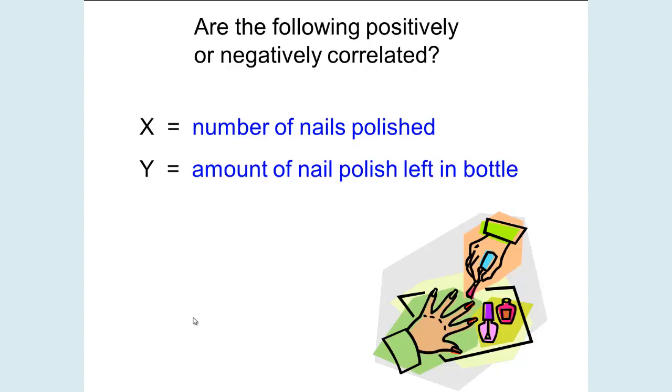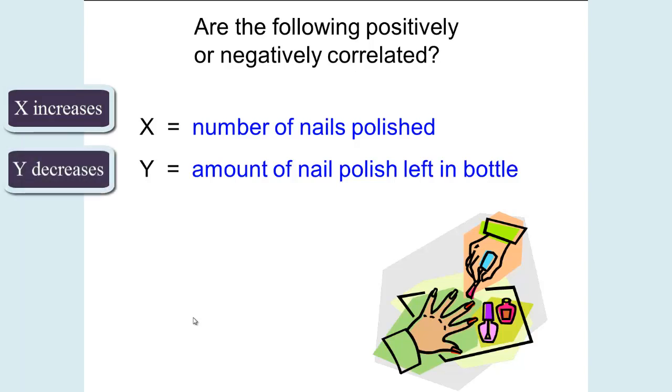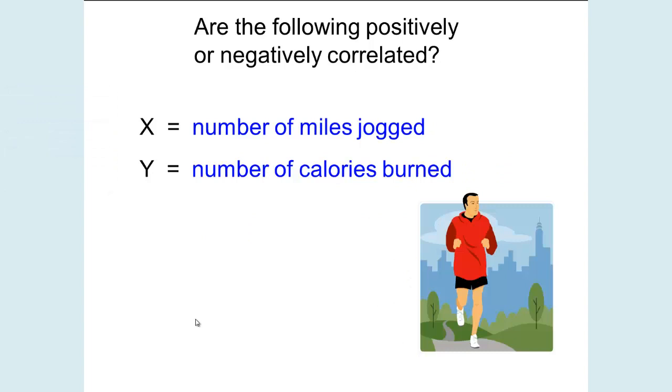As the number of nails polished increases, X would increase. Y, the amount of nail polish left in the bottle, would decrease. X increases, then Y decreases. Moving in opposite directions gives us a negatively correlated relationship.